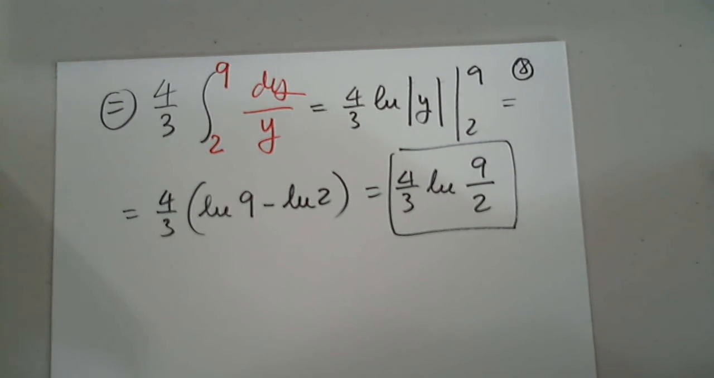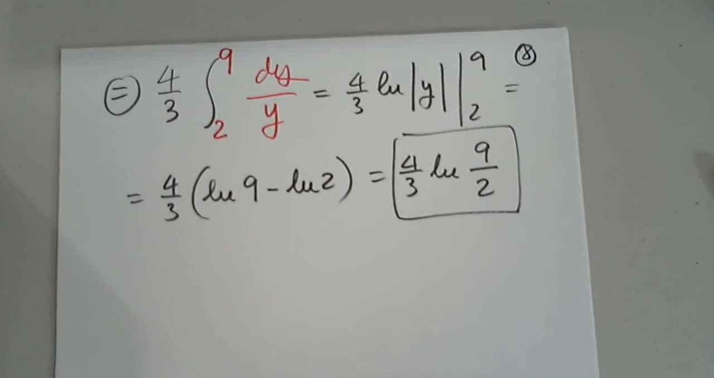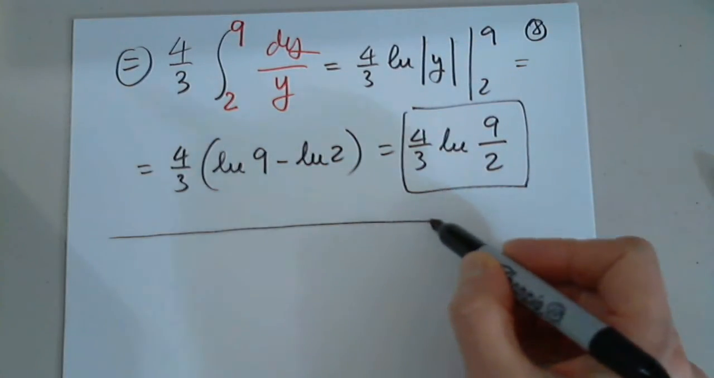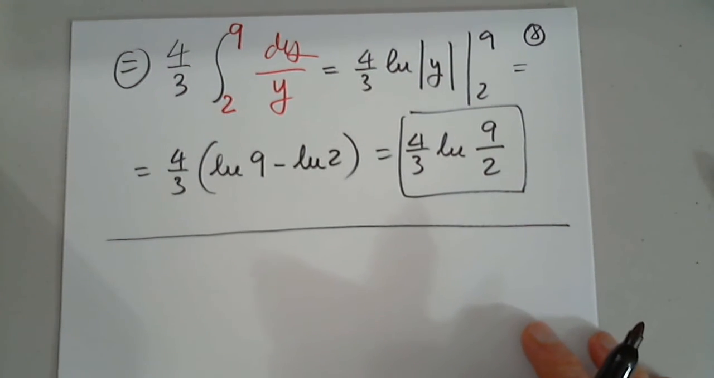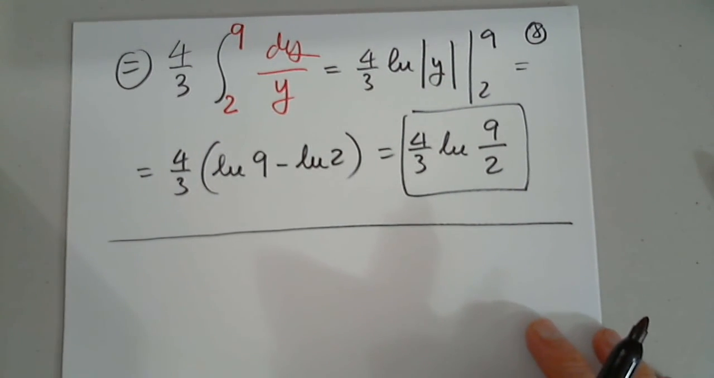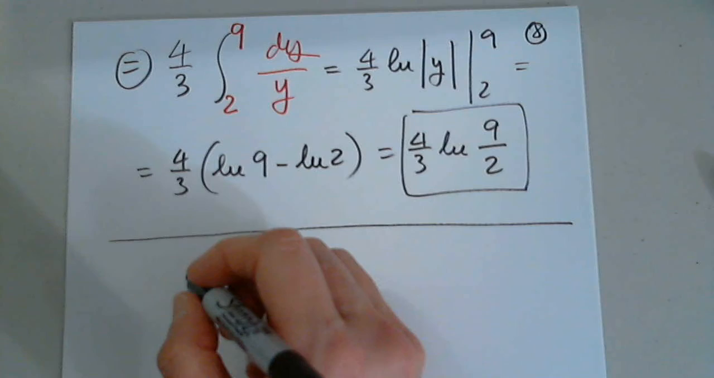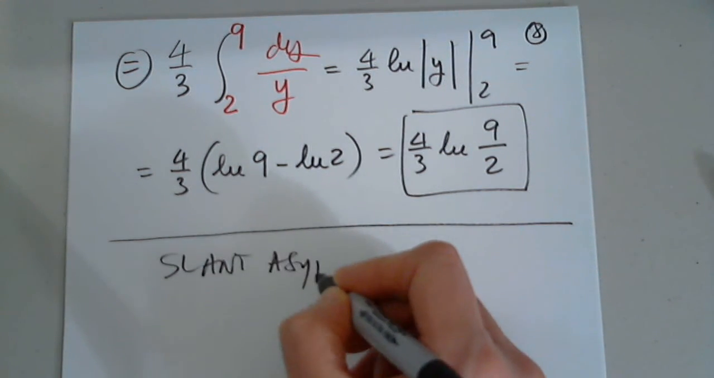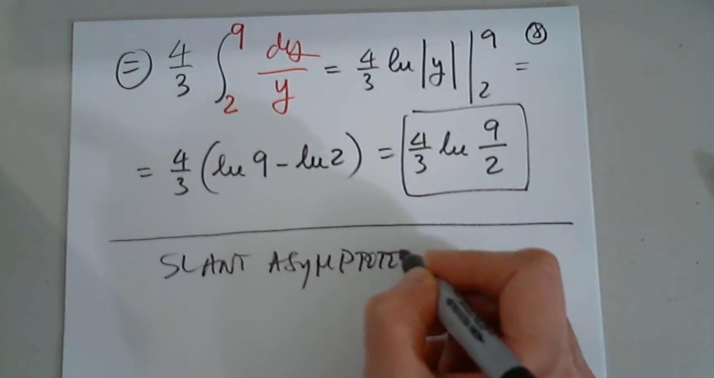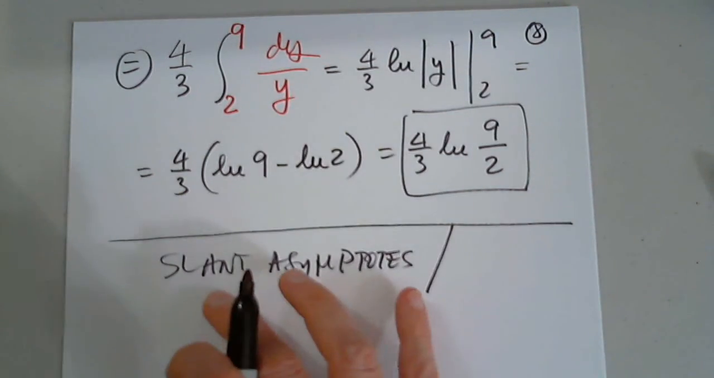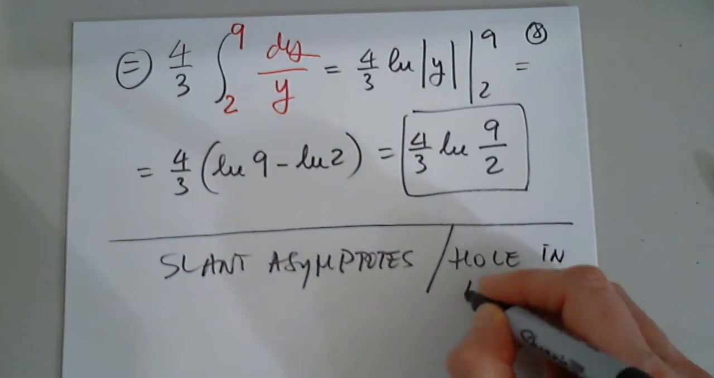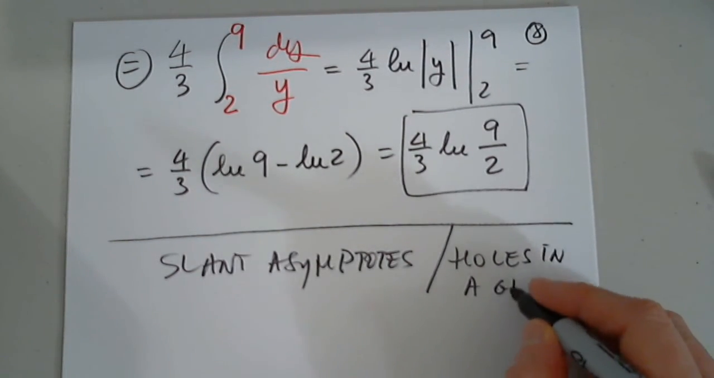Okay, so what I would like to do now is go back to those two topics that are from pre-calculus, but I still want to review them with you in calculus. So when it comes to slant asymptotes, and the other one, which is not related to this, is holes in the graph. Hole in a graph, or holes in a graph.